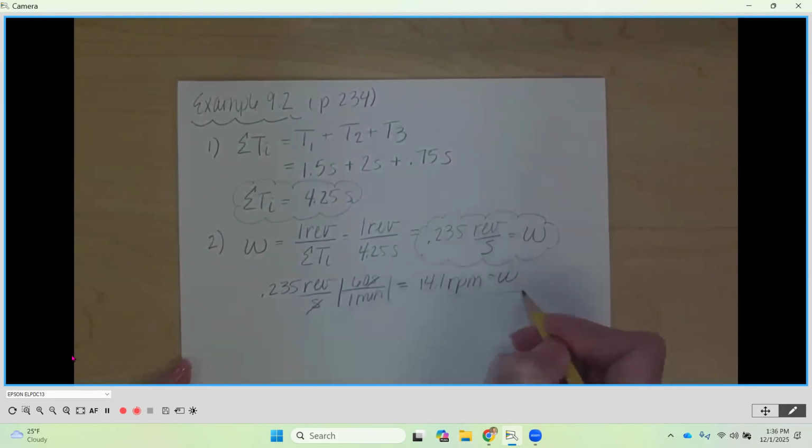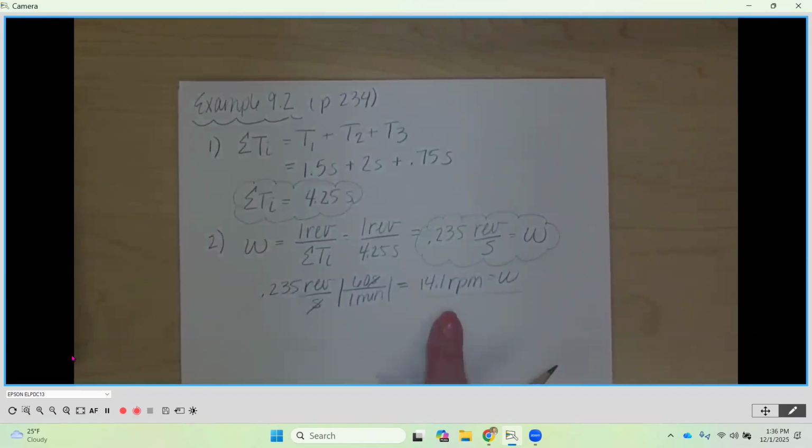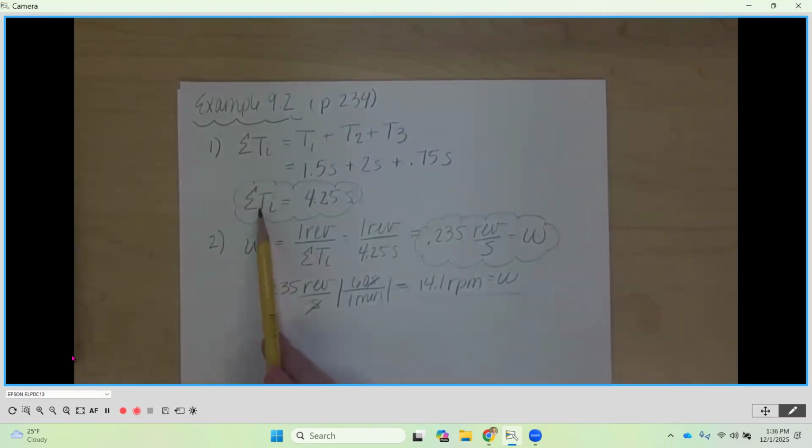It's just another way to express it. It's not really part of the problem, and we're not going to end up using it, but we can see that we're down at 14.1 revolutions per minute, which again would be considered a slow moving operation. Okay. So questions on that so far? We always have to calculate what is the total time, and then using that time for one revolution, how fast are we going? What is the angular velocity of that cam?